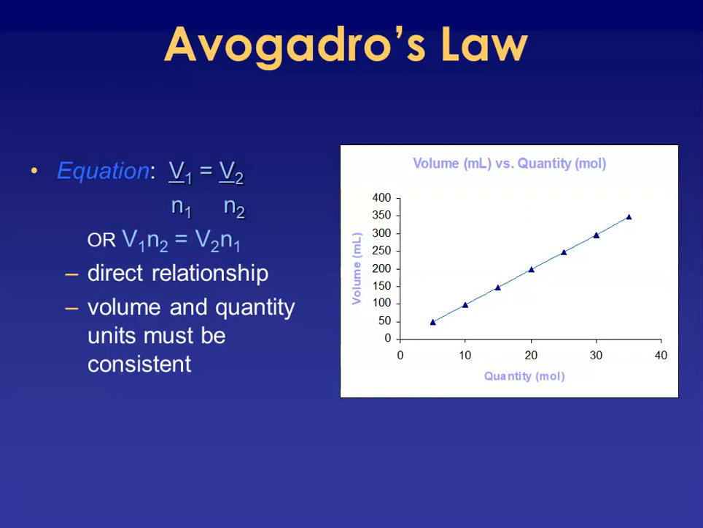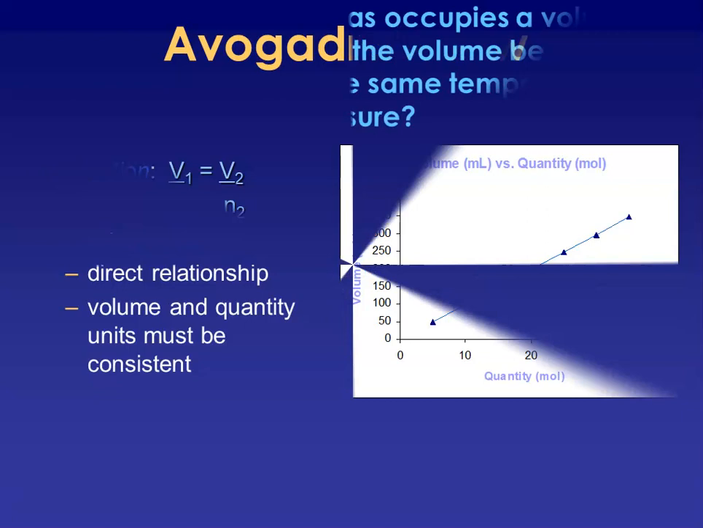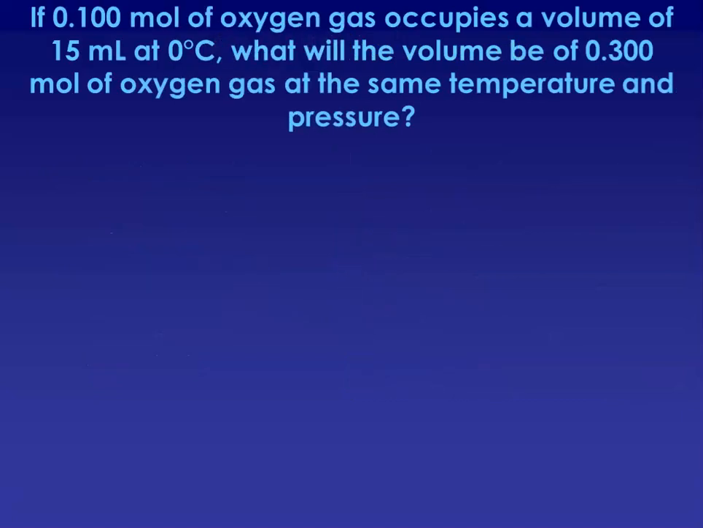Volume and quantity need to be consistent unit-wise. You could have your quantity be in moles or you could have it be in grams, because it's the same gas, it would be changed by the same proportion to moles. So here we have 0.1 moles of oxygen gas. It occupies 15 milliliters at 0 degrees Celsius. What would the volume be of 0.3 moles of oxygen gas if it's at the same temperature and pressure?